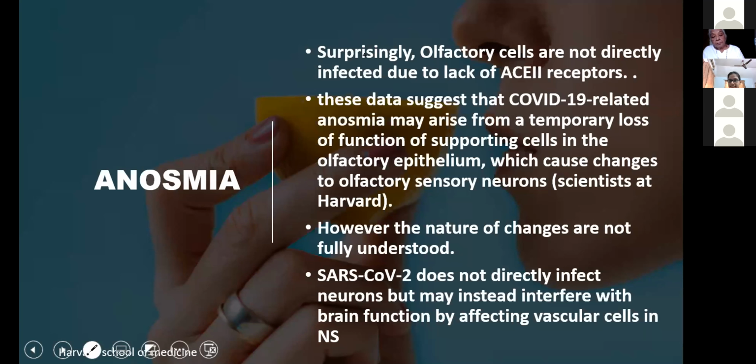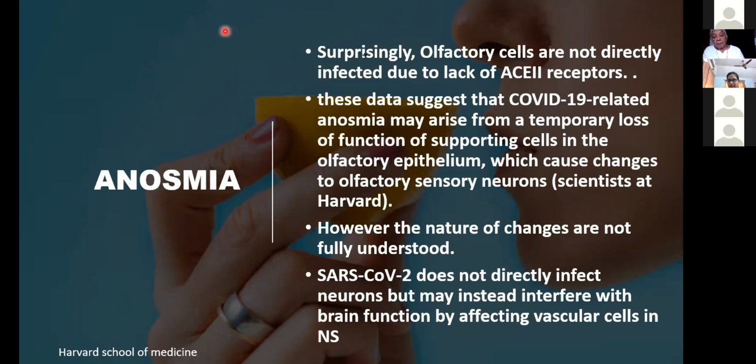Initially, many researchers suggested that the anosmia is due to COVID infecting the olfactory bulb. But the neuroscientists at the Harvard School of Medicine declined that, and they said that there are no ACE2 receptors there and therefore the COVID virus cannot infect it. But instead, the COVID virus infects the supporting cells in the olfactory epithelium, which causes changes to the olfactory sensory neurons. But what these changes are is not fully understood. But these changes caused to the olfactory sensory neurons are responsible for anosmia.